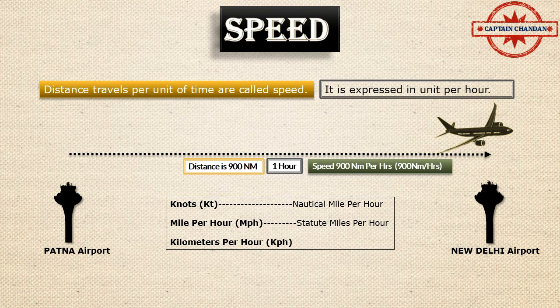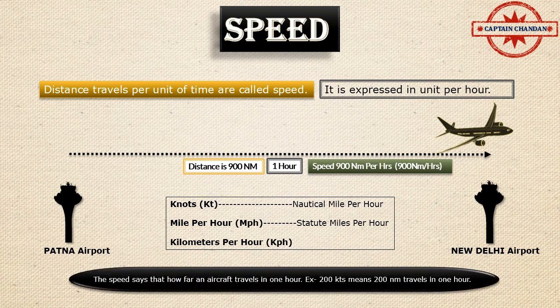To make it very simple, speed says how far an aircraft can travel in just 1 hour. Example, 200 knots means 200 nautical miles traveled in just 1 hour. So the formula for speed is distance divided by time.